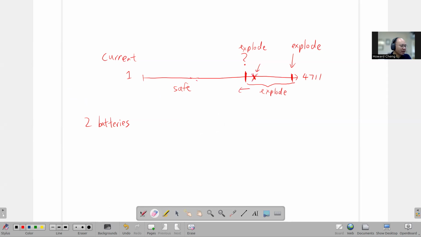So if you only have 1 battery, the only possible thing that you can do to figure out precisely when it explodes is to try every single one from 1, 2, 3 all the way up. You cannot afford to skip even one, because if you skip one and it exploded, you don't know if the answer is where you just tested it or to the left of it. So the only way you can do this is by testing one at a time until it explodes, from one and up. Okay, that is the only way.